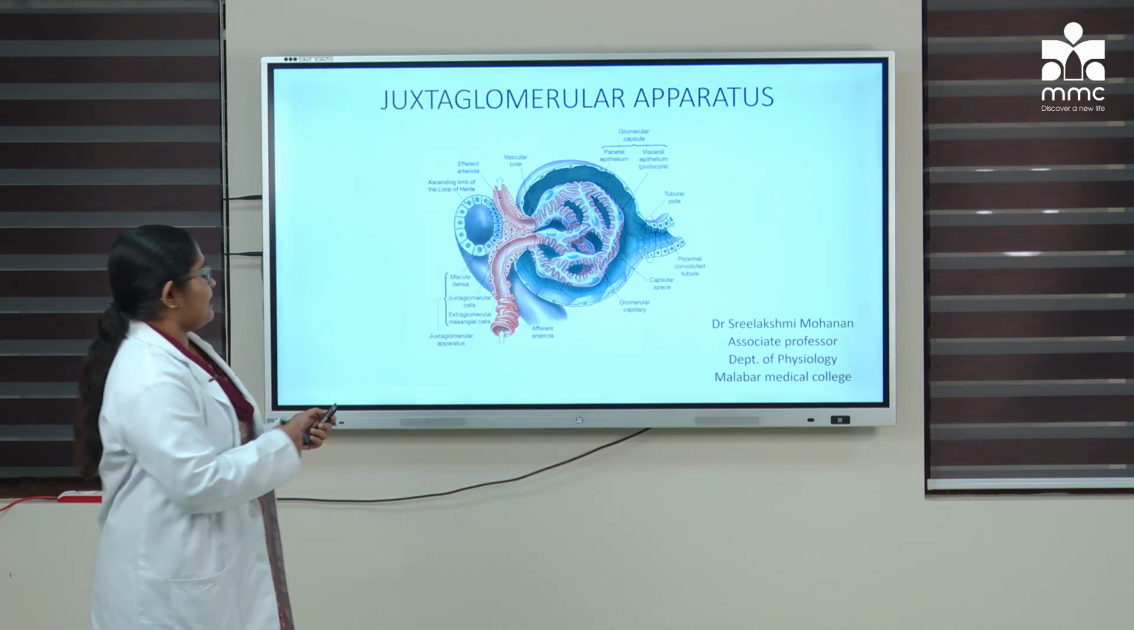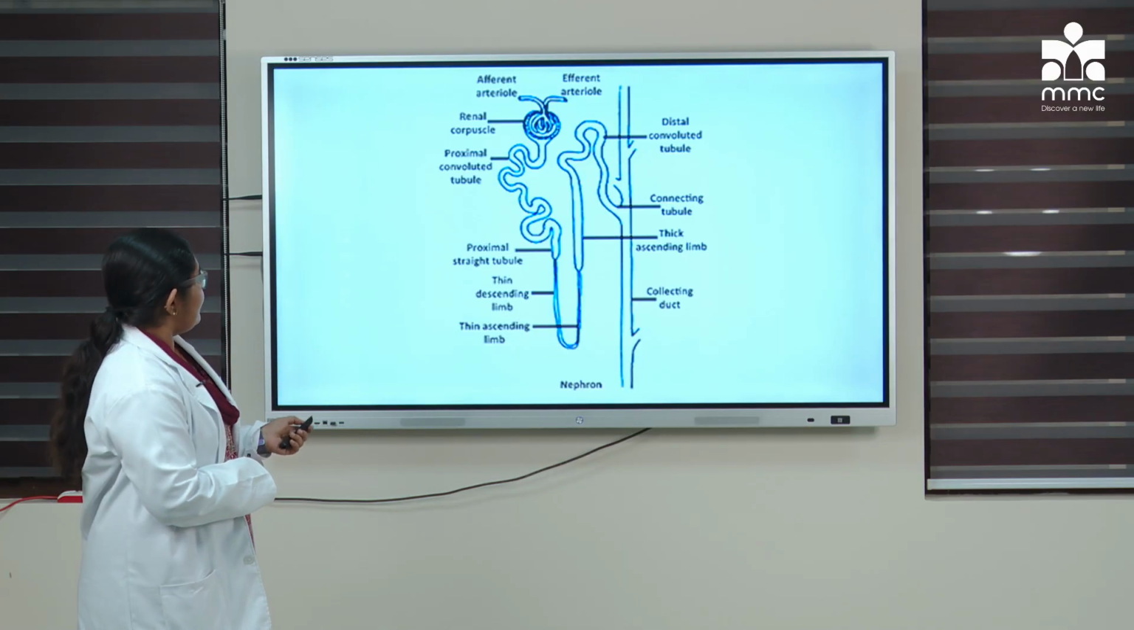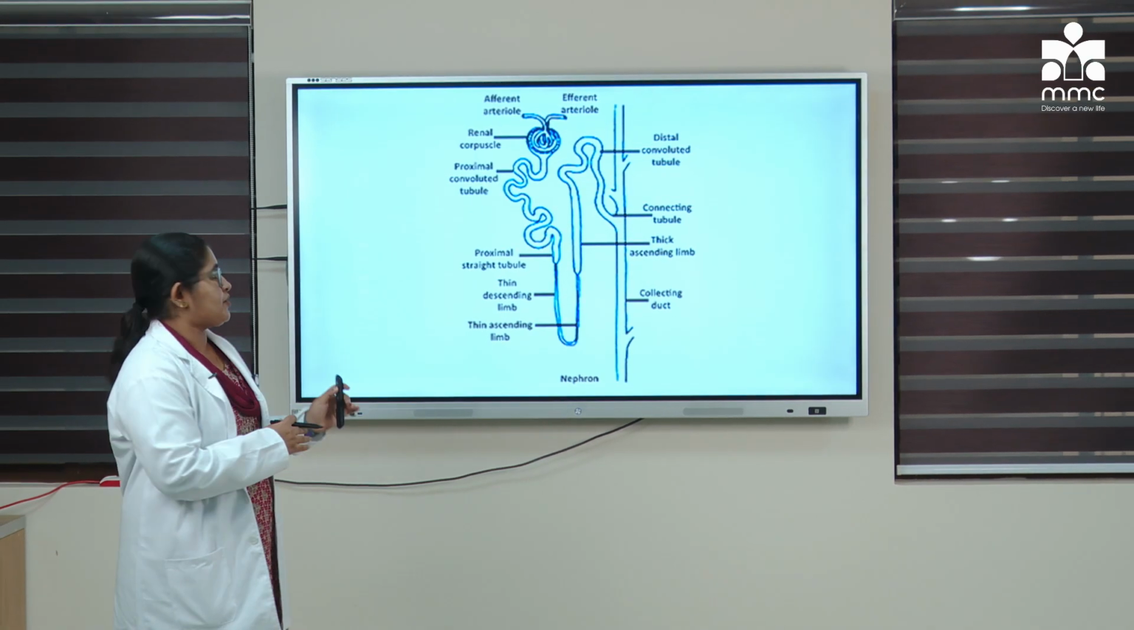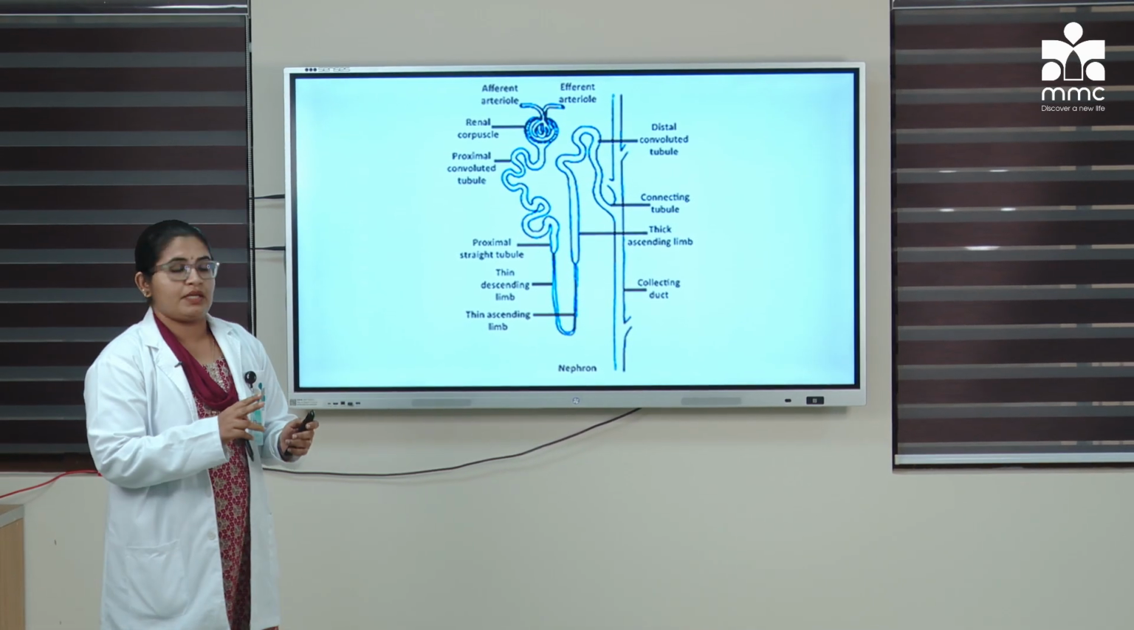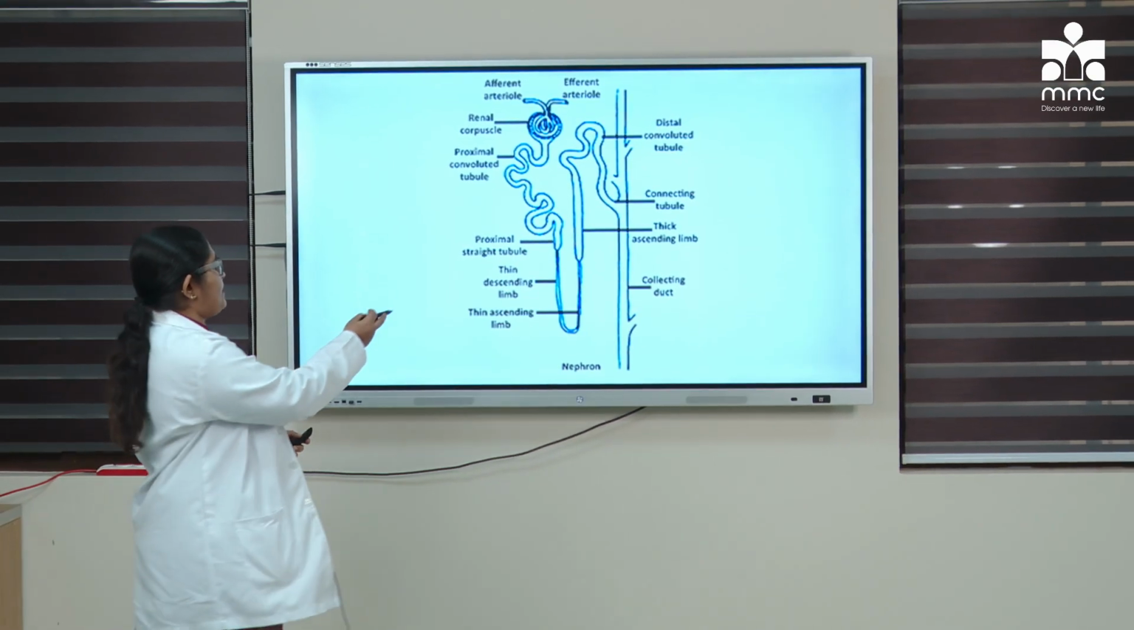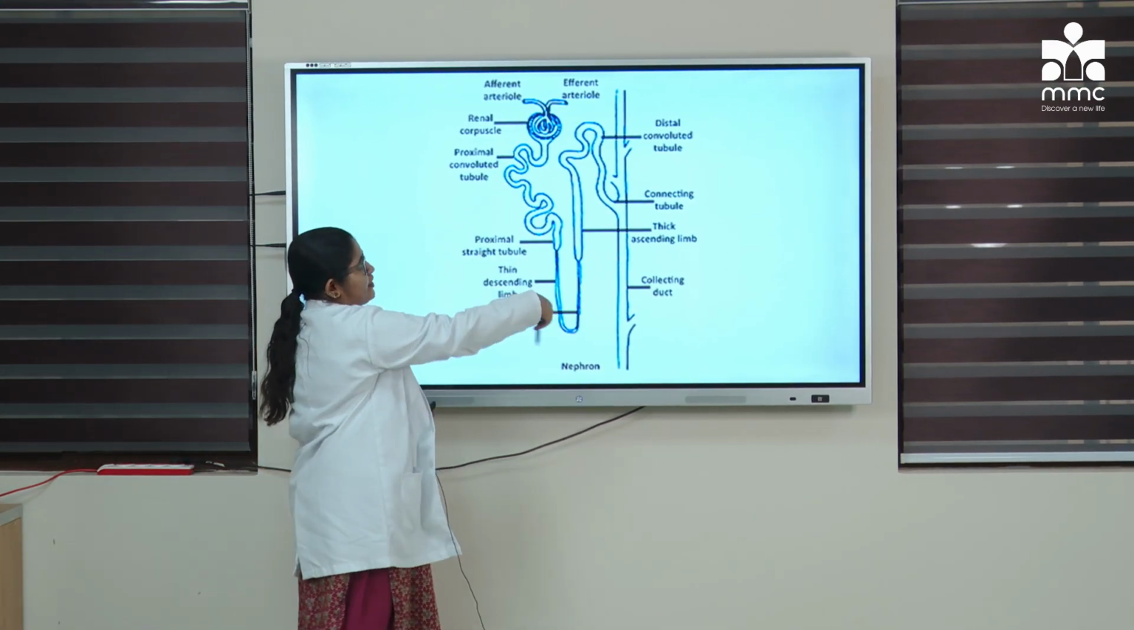We will be discussing the juxtaglomerular apparatus. In the last class, we studied the structure of the nephron. I hope all of you are aware that the nephron has two major components: the renal corpuscle as well as the tubular component.